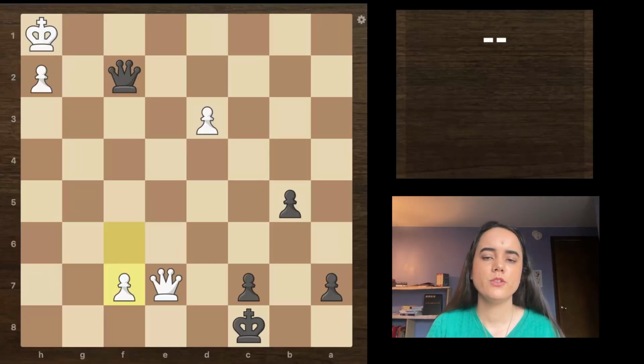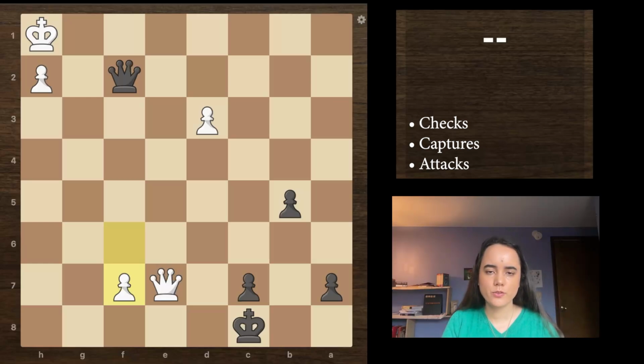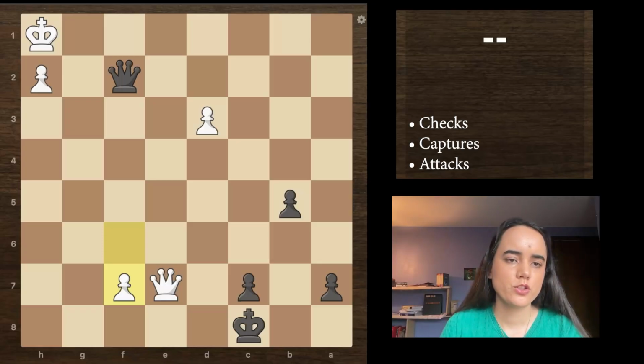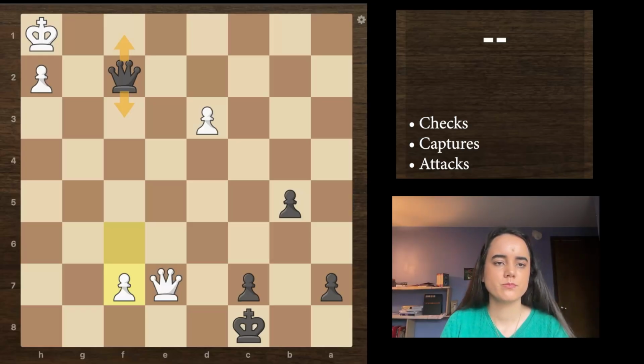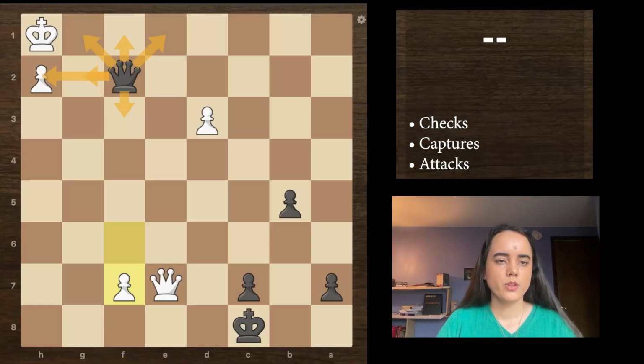Okay, so the first thing you do when you're trying to solve a puzzle is you look for checks, captures, and attacks. So let's go through those in this puzzle. Where are all the checks in this puzzle? We have this check, this check, and this check, and this check, and this check, and this check. Okay, so let's go through these one by one.